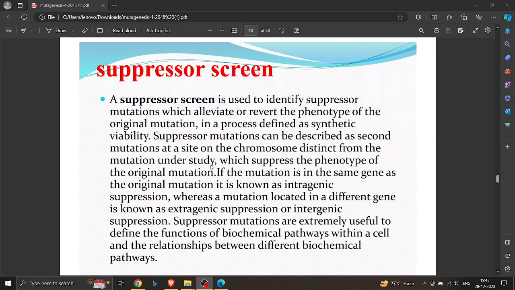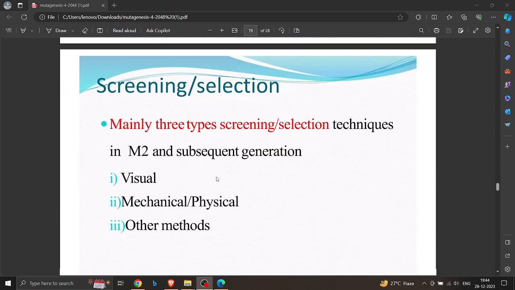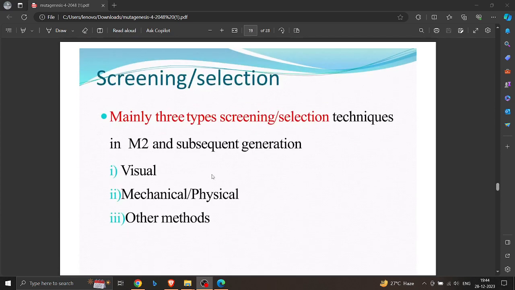Suppressor screen is used to identify suppressor mutations. Suppressor mutations can be described as a second mutation at a site of a chromosome distant from the original mutation, which suppresses it. Suppressor mutations are extremely useful to define the functions of biochemical pathways within a cell and the relationship between different biochemical pathways.